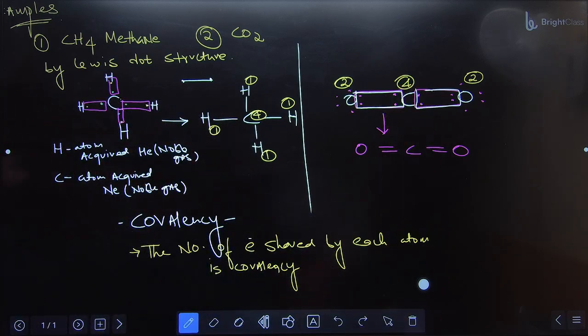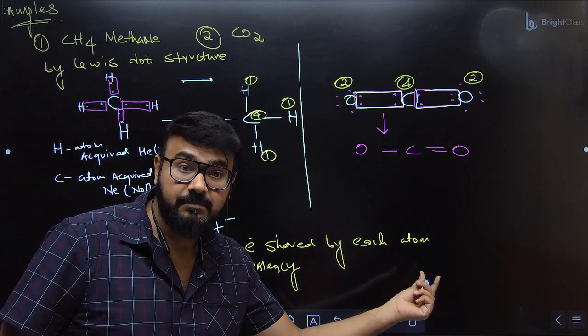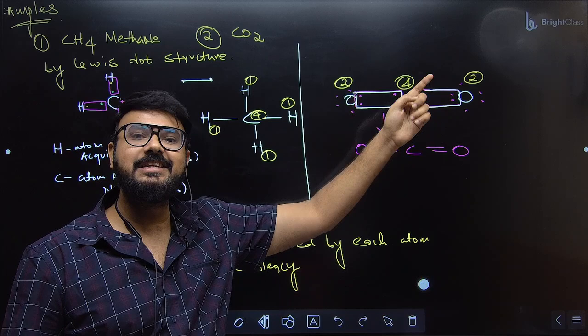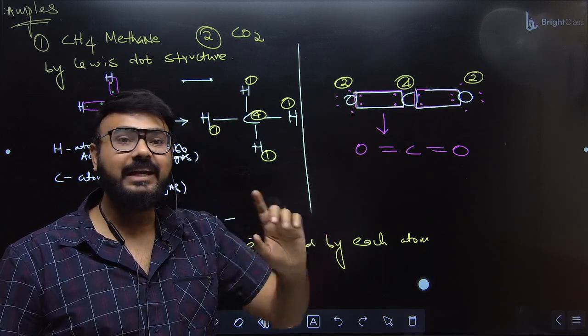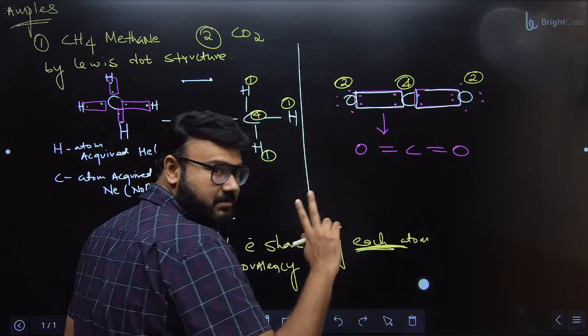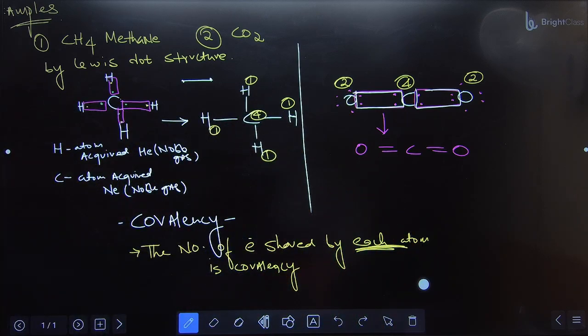Simple. Remember, covalency is for each atom. Many students make the mistake of counting it as 2 and then saying 4. It's each atom. Focus here. It can never be clubbed. It's each atom, per atom. Got it, no?